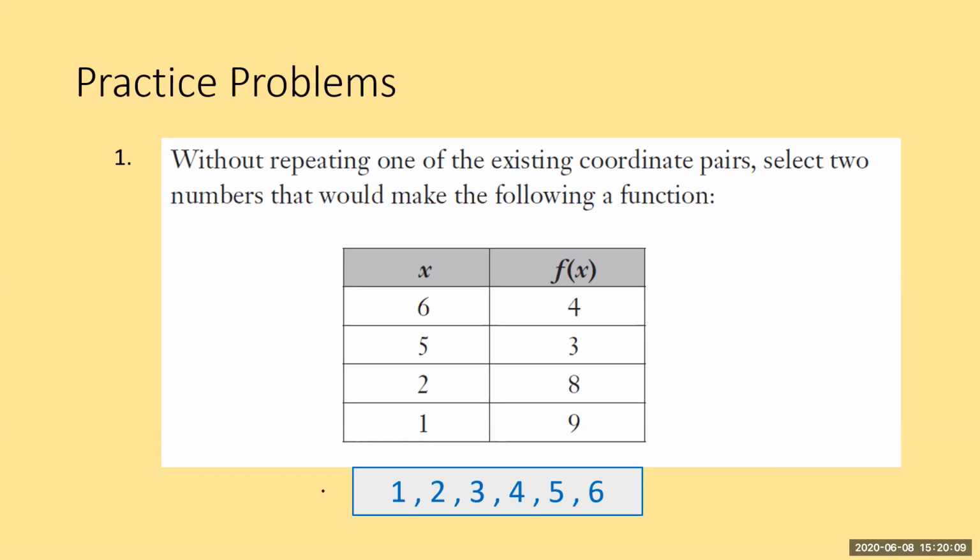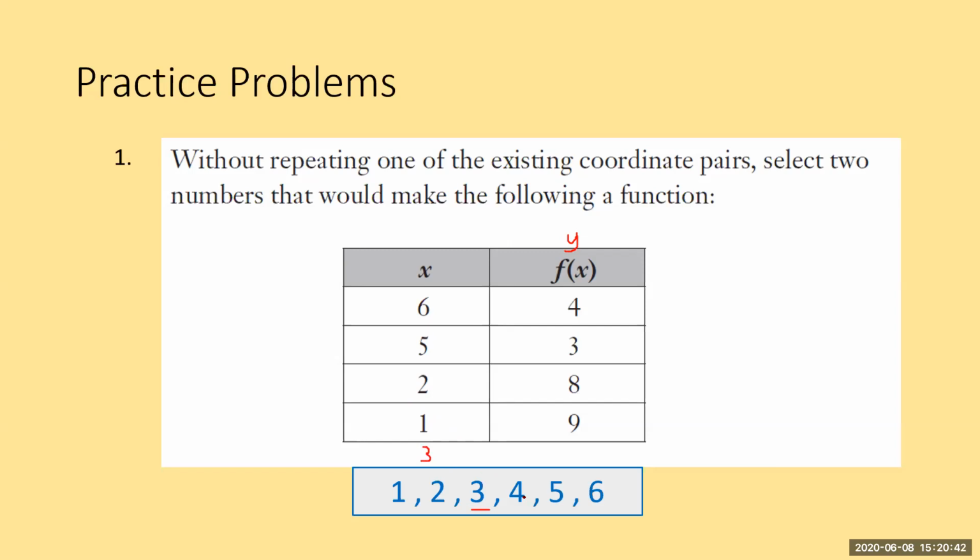Okay, so there are many different ways that you could answer this question. There's many different correct answers. You are just looking to add a pair of x and y, or f of x, right? So that's another way of saying y. So a pair of x and y numbers that continues to allow this thing to be a function. So let's see, I could choose the number 3 as my input.